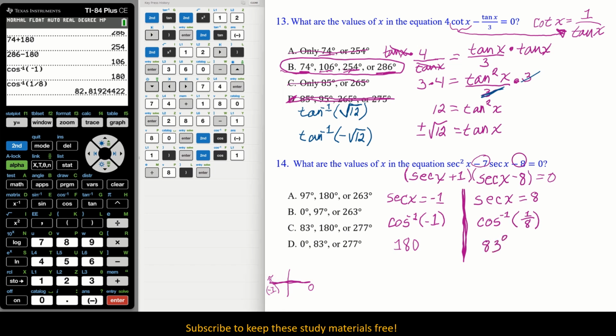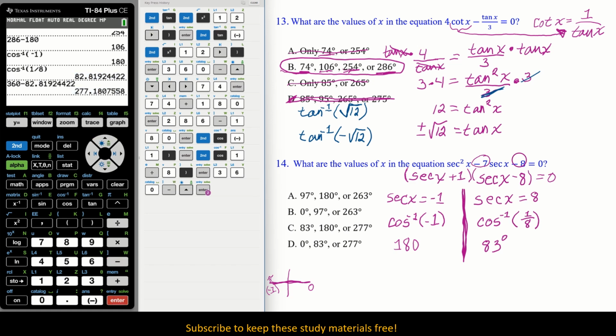Okay, so cosine is positive in quadrant 1, and it is also positive in quadrant 4. So what do we do? We take 360 and we subtract that. I'm going to go up and grab it and push enter again. And 277, and it does round down. So that would also be 277.